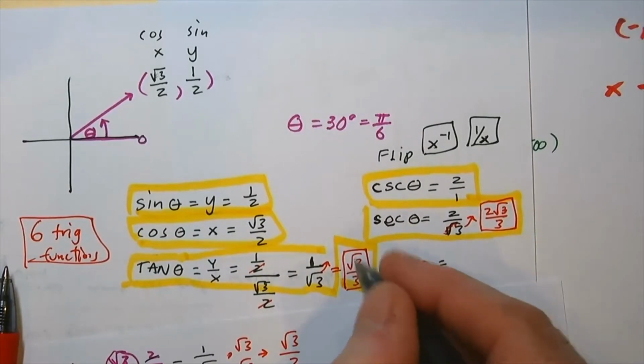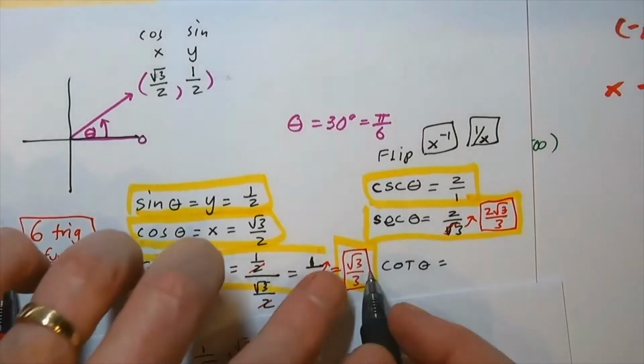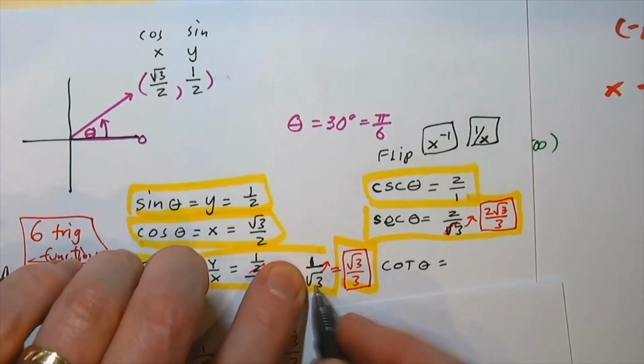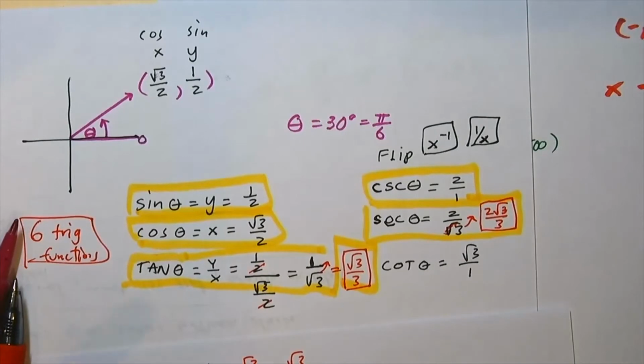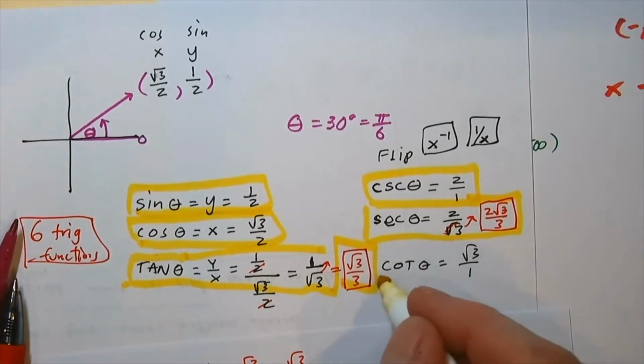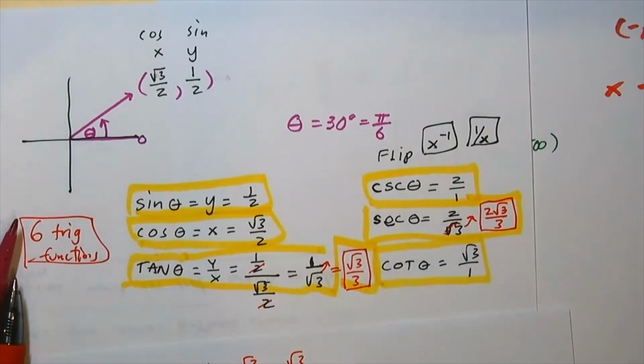And the last one, most people have no trouble remembering this one, tangent, cotangent. So we'll flip this. And you know what? Why don't you look back at this one, just flip this guy. Radical 3 over 1. There you go. That's easier, right? Than flipping this and fixing it. That way it's already perfect.